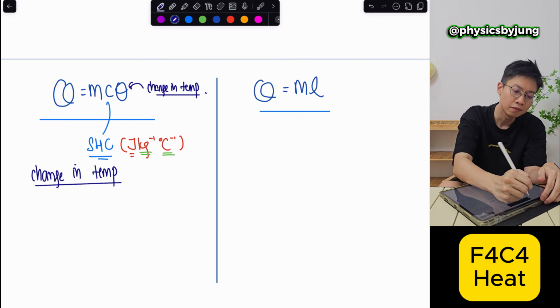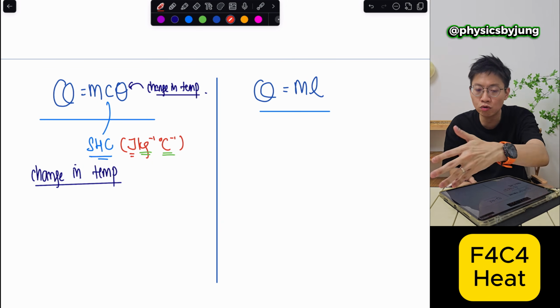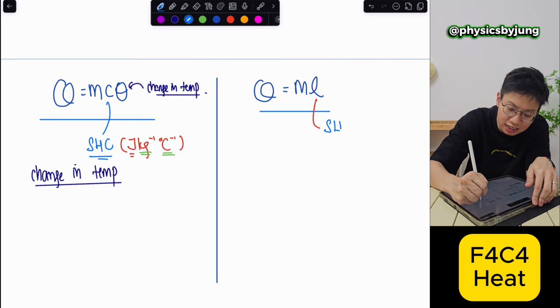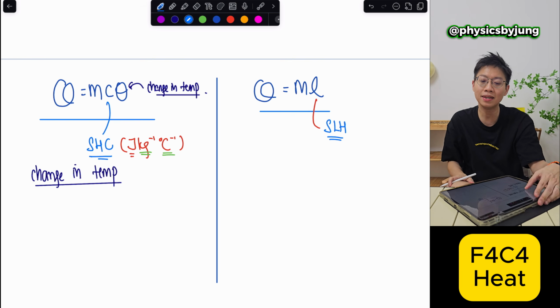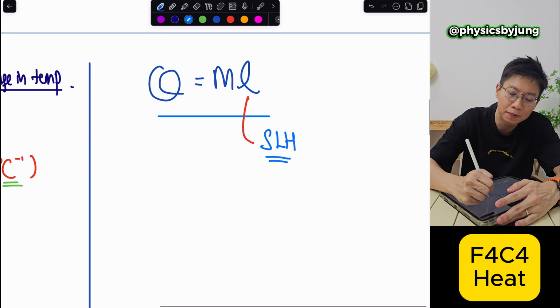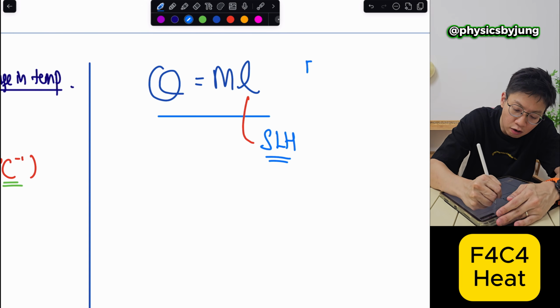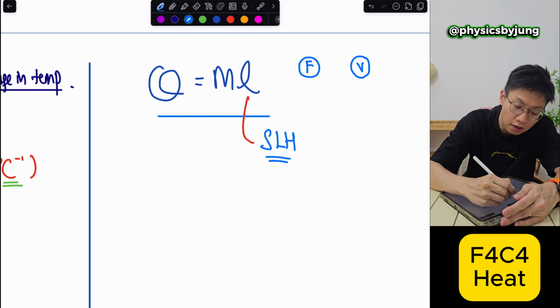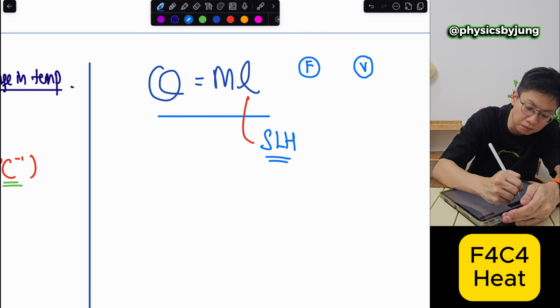Alright. Now, of course, if I look over to the other side, this L will be known as specific latent heat. But in latent heat, a bit susah. Why? Because latent heat has two types. There is the fusion one, and then there is the vaporization one. Okay, what's the difference between fusion and vaporization?